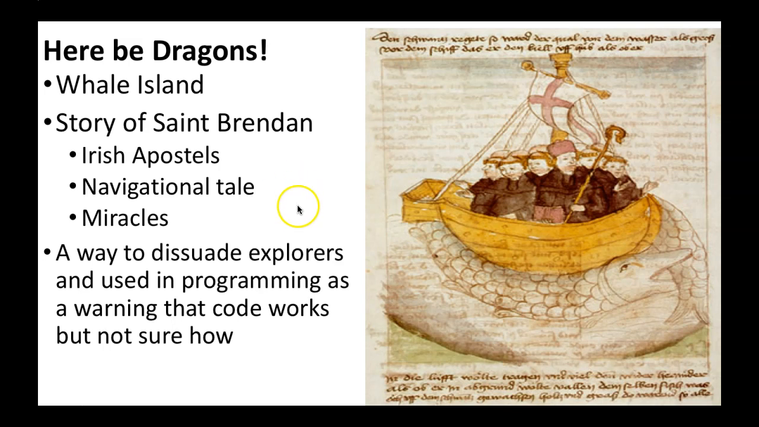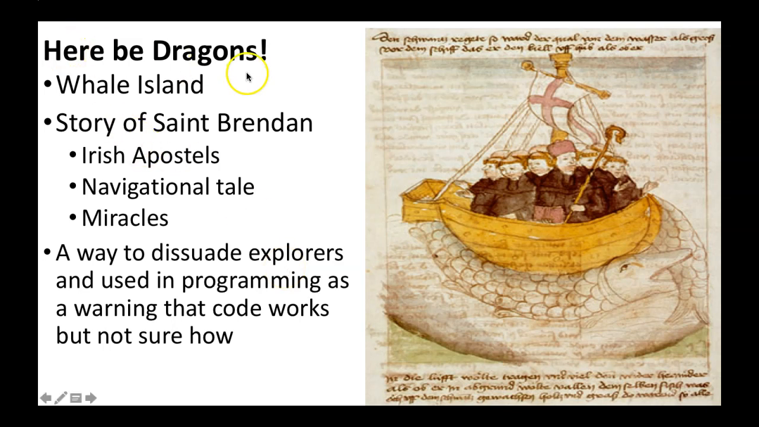But in cartography, many of these maps were supposed to retell miracles, but they are more than anything a way to dissuade explorers. The phrase, for example, "here be dragons," which is used in some cartography, was a way to dissuade explorers or sailors from exploring areas that did not belong to them.